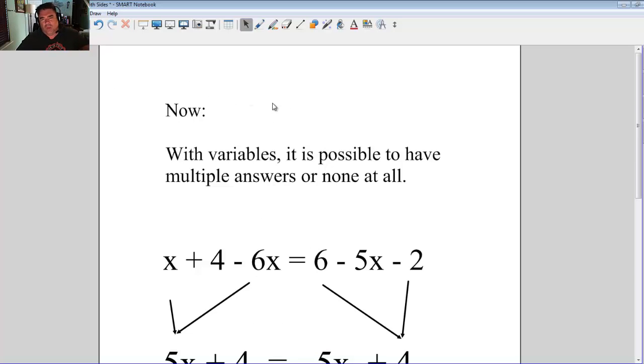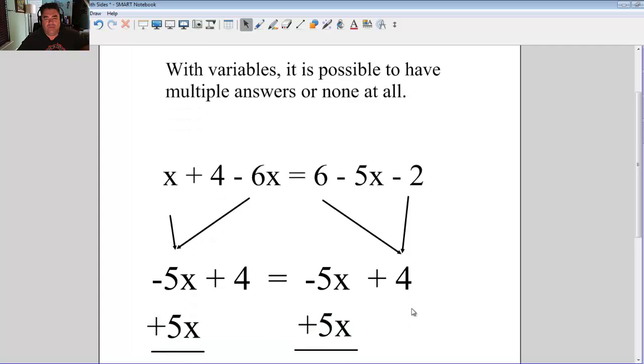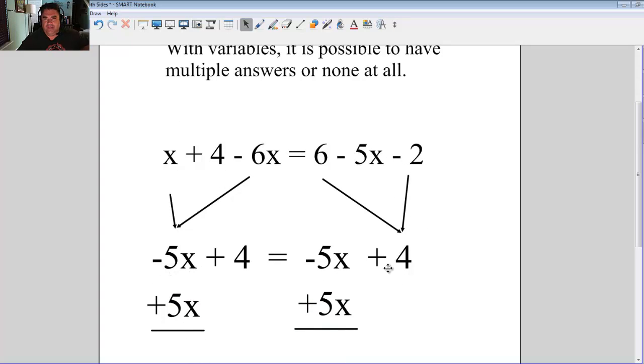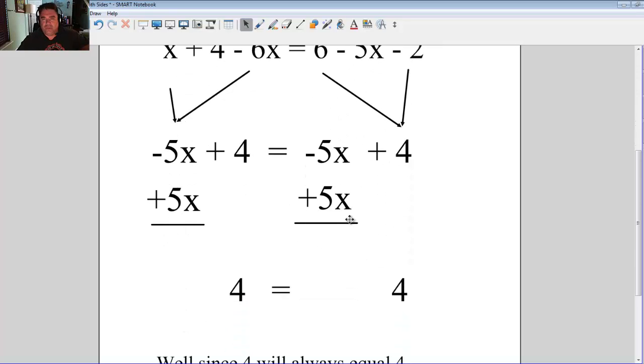Now, with variables, it is possible to have multiple answers or none at all. What I mean by that is if we combine these two here, take 1x minus 6x, which makes negative 5x, and the plus 4 is here. And over here you have negative 5x, and 6 minus 2 is 4. Notice how these are exactly the same. And when you add 5x to both sides to get rid of them, notice how both variables go away. When that happens, notice how you just have 4 equals 4.